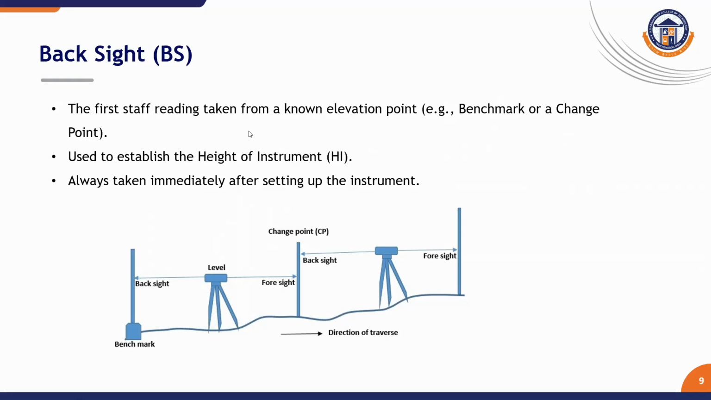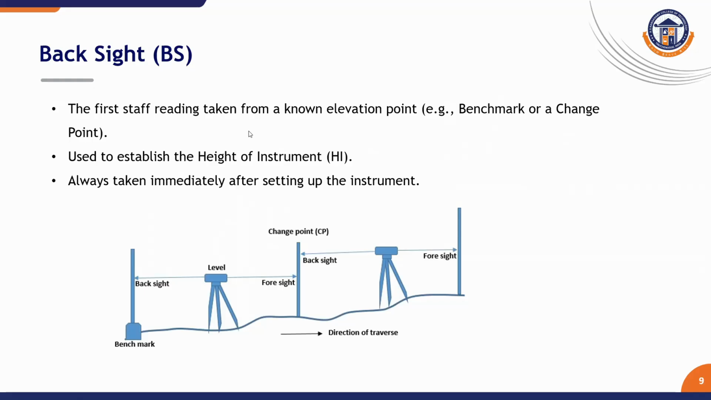Now let us understand the specific reading. We take the backside, or we call it BS. It is the staff reading taken after setting up the instrument, and it is always taken on a point of known elevation like a benchmark. This reading is used to calculate the height of instrument, which is the elevation of the line of sight of the level.